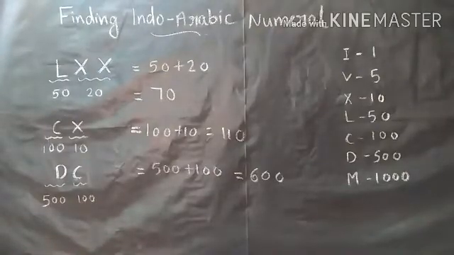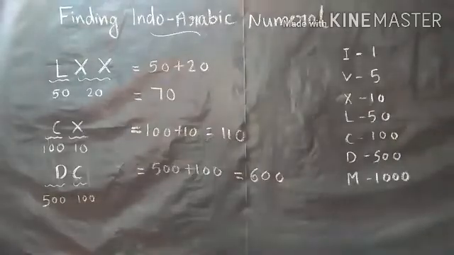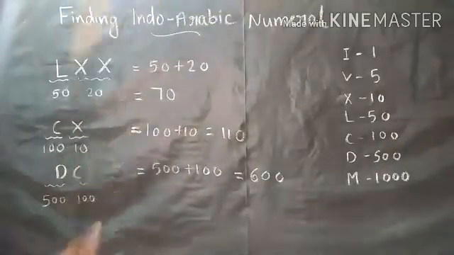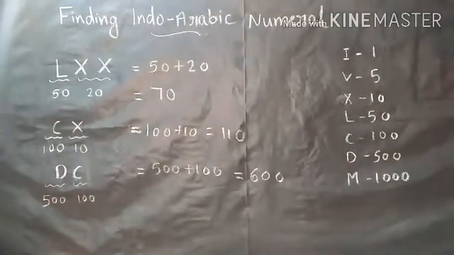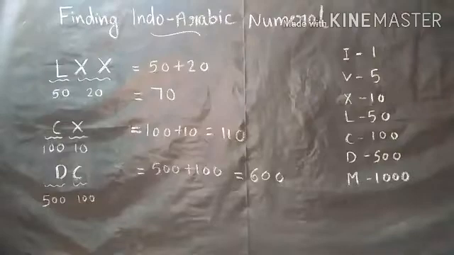We are continuing the session on Roman numerals. Today I am going to teach you how to find the Indo-Arabic numeral. Indo-Arabic numeral means our normal number. To find the Indo-Arabic numeral, first separate the letters. Second, find the value for each letter. Third, add all these values. Then you will get the Indo-Arabic numeral.